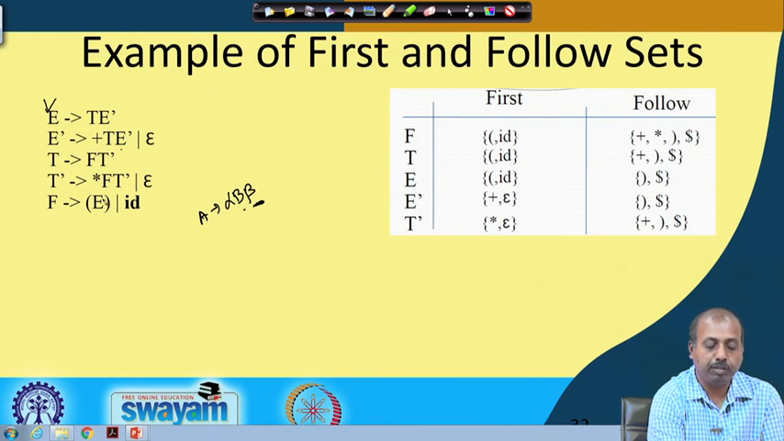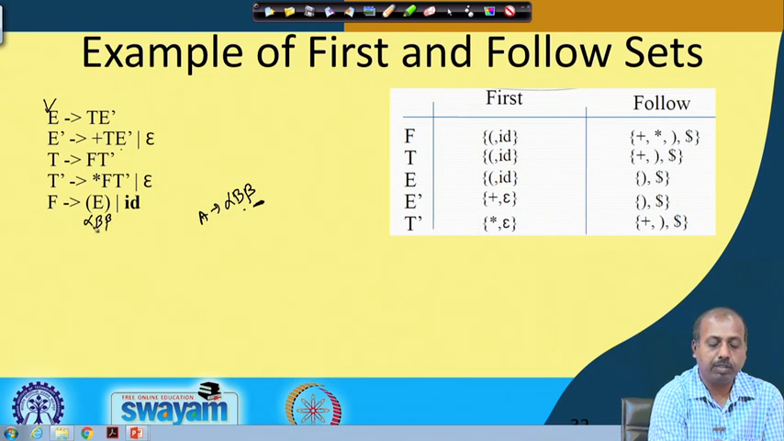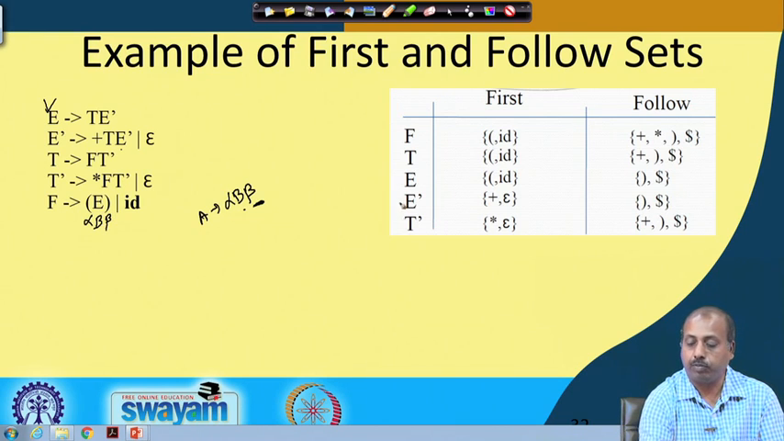And here you see if we apply this rule, alpha B beta: this is alpha, this is B and this is beta. So, whatever is in first of beta is in follow of E. So, first of beta contains close parenthesis only. So, in the follow of E we will have close parenthesis. So, follow of E has got close parenthesis there.